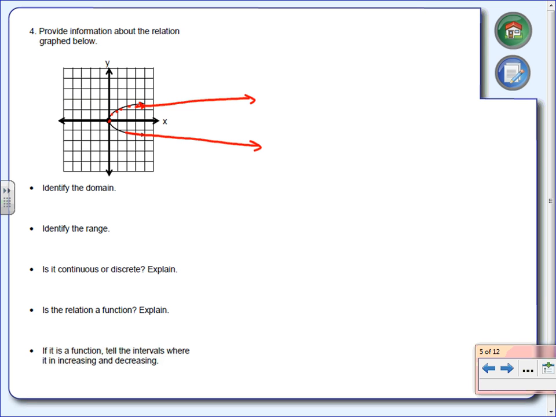So here's how we're going to do it. We're going to say that the x's have to be numbers that are greater than or equal to 0. So we're just saying all the positive numbers. That's what we're saying.